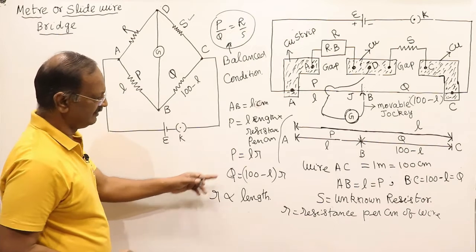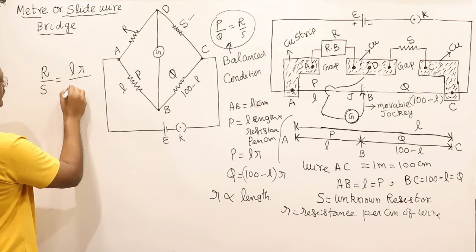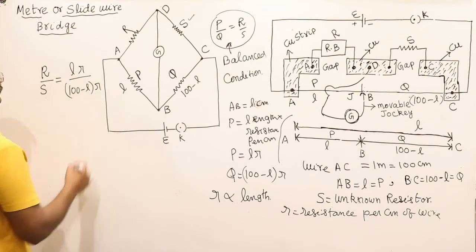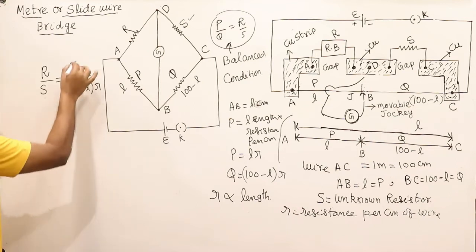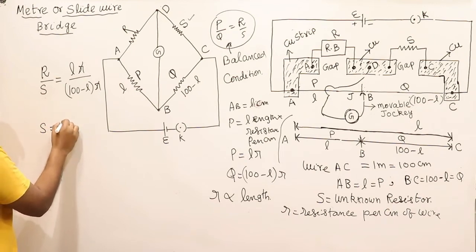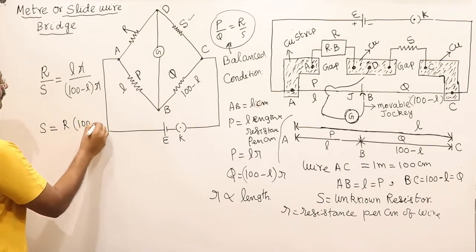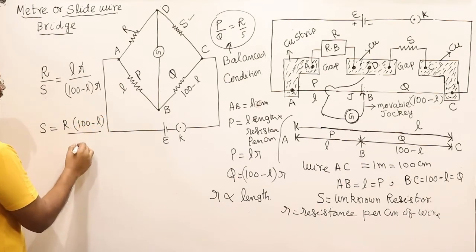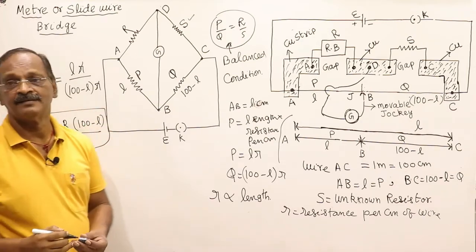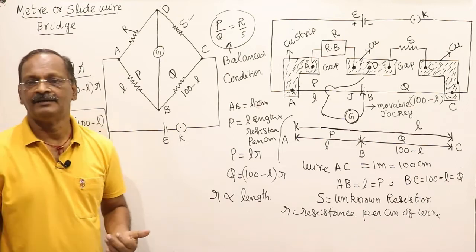What is the value of P? L into R, and Q is equal to 100 minus L into R. What we are interested to find out, we can cancel out this and this. So S is equal to R into 100 minus L divided by L. This is the value of unknown resistance. So S equals 100 minus L divided by L into R.